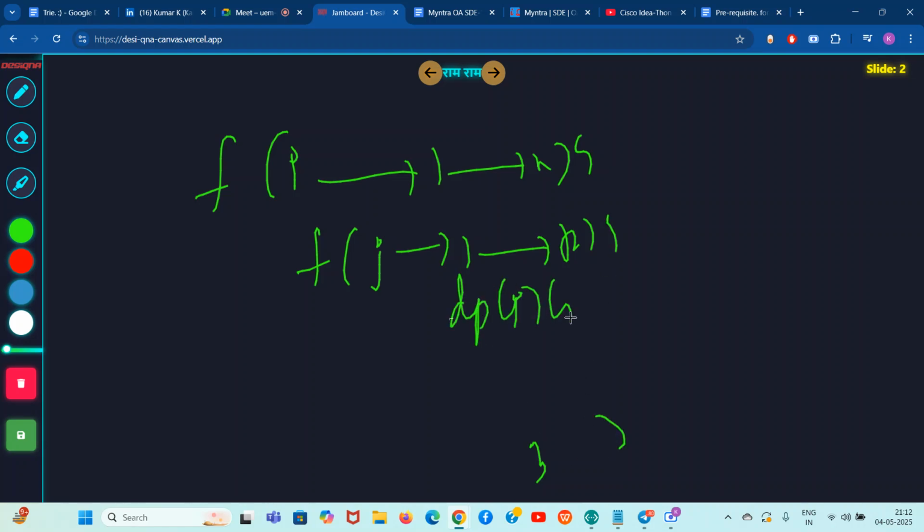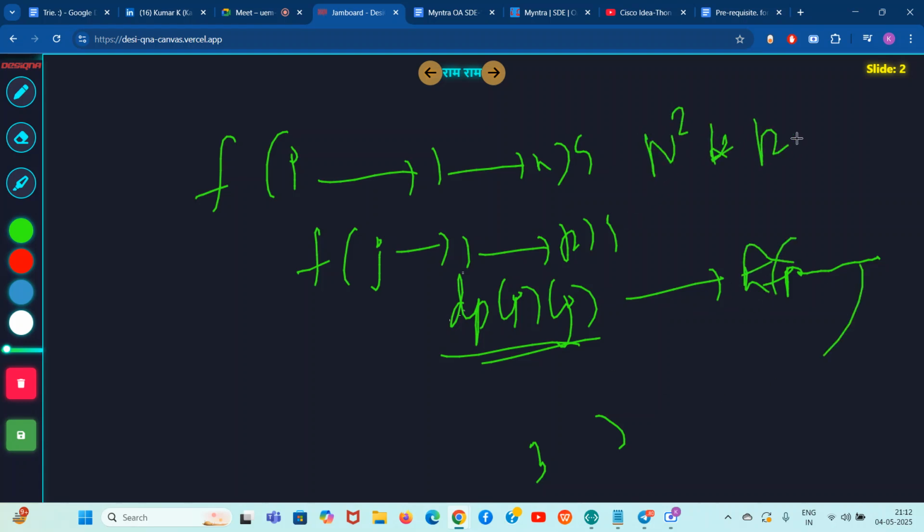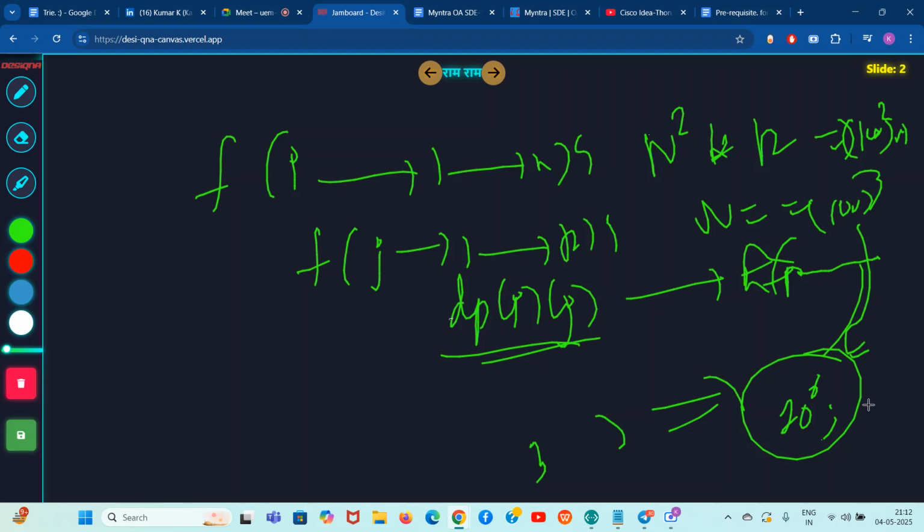But for calculating dp[i][j], again there will be n possibilities in the worst case. So one more for loop. So n square k and n k both are 100. So it will be 100 square into 100, 100 cube, which is 10 raised to 6, which solves the whole problem.